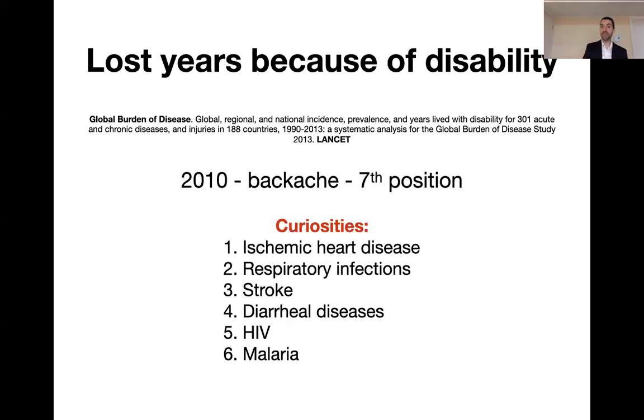There are some curiosities here. The first position was ischemic heart disease. The second, respiratory infections. The third is stroke. The fourth, diarrheal disease. The fifth is HIV. The sixth, malaria. So everything is pretty serious here. And you see, back pain is in the 7th position.